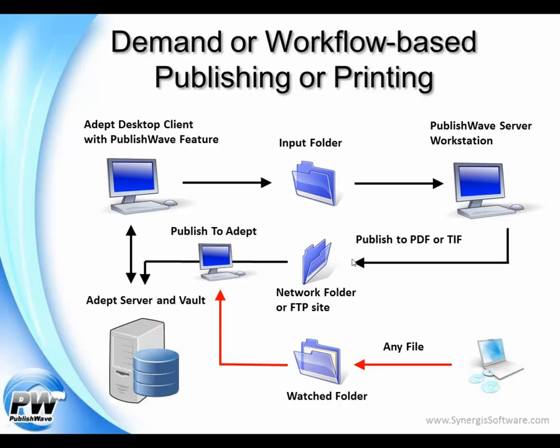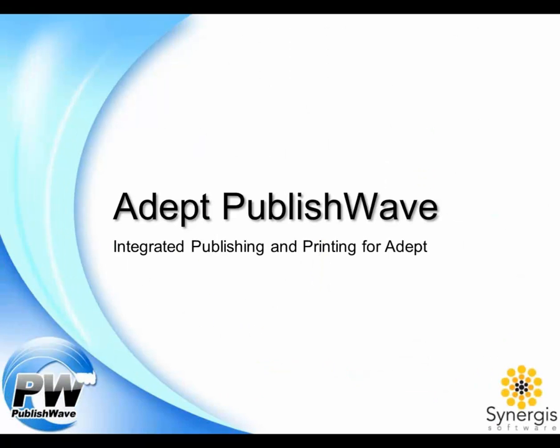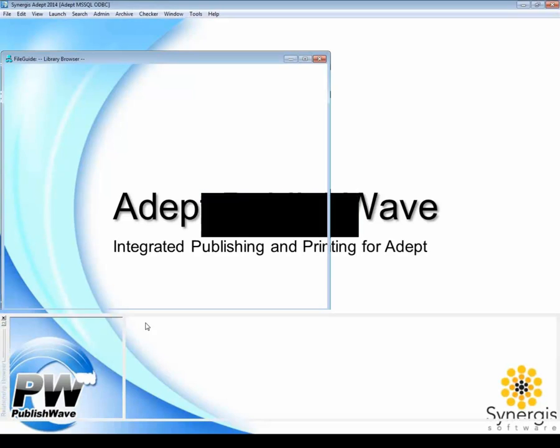So just to review, you can publish to a folder on the network or FTP site. If you wish, you can then sign those PDFs or TIFFs back in to Adept, or even use a watch folder to process any document type and sign that into Adept, and that's all automated. So with that, let's get into the first live demonstration of our webcast today using PublishWave.